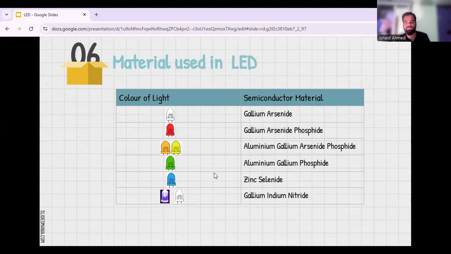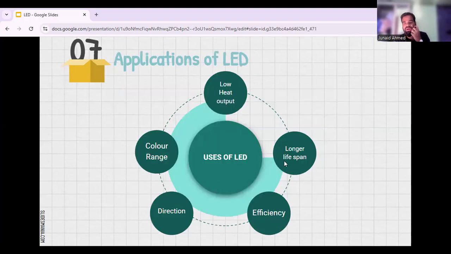In the case of sodium vapor lamp and hydrogen vapor lamp, we need a separate transformer, and we need time for them to glow up fully. Now, applications of LED: longer lifespan. Compared to an incandescent lamp, it will glow for more than 50,000 hours.